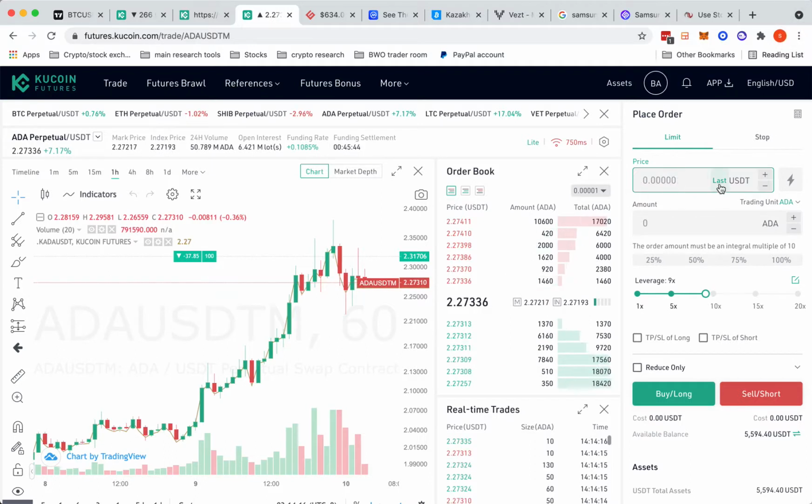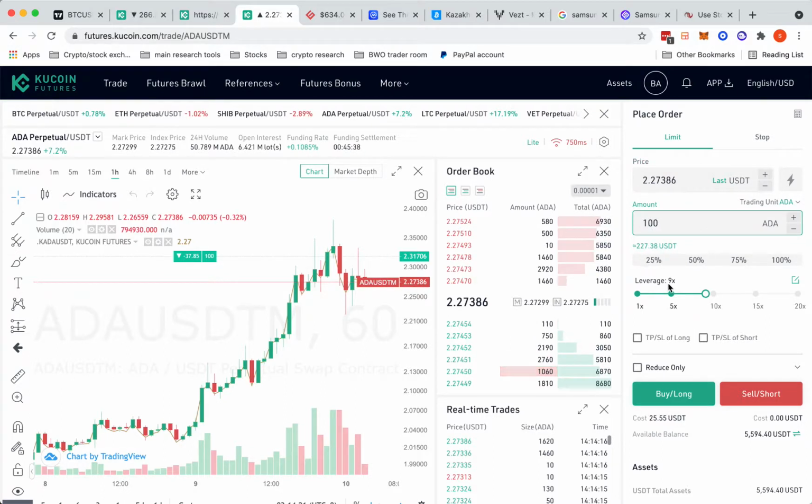So under limit, you can press last price. You'll put in the amount that you want to buy, and then you'll set your leverage here. Remember, we talked about leverage in the prior section.